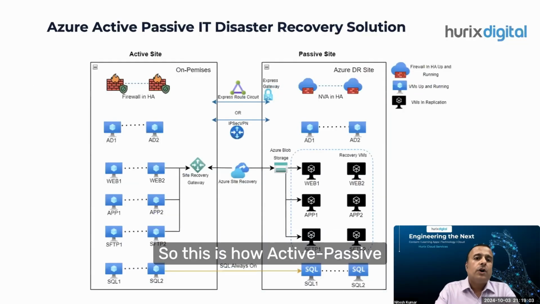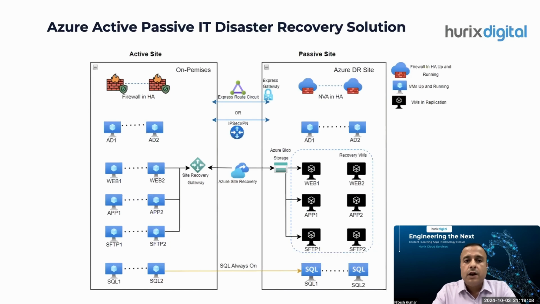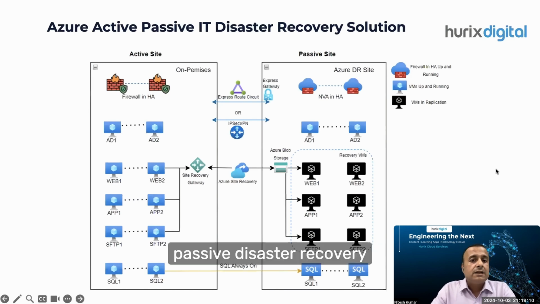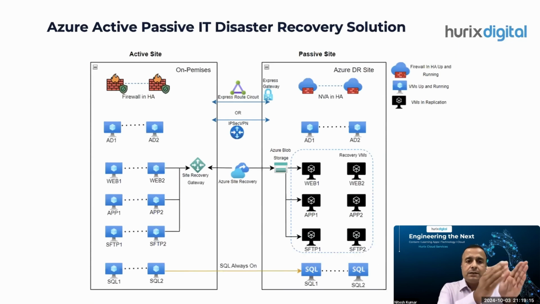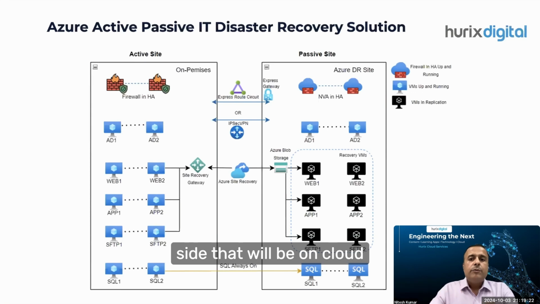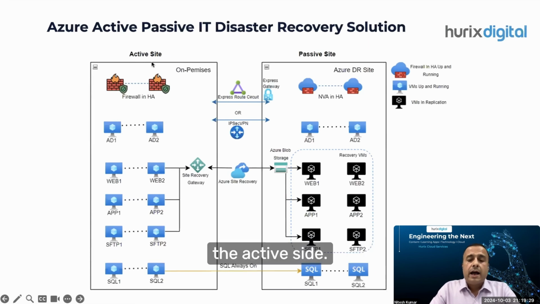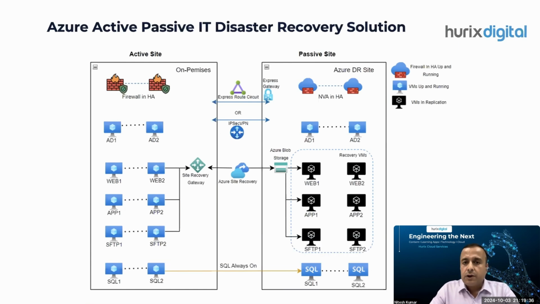So this is how an active passive IT disaster recovery solution will look on Azure. As I said, in the active passive disaster recovery approach, there will be one site that will be primary, and that site will always be up and running. And there will be another site on cloud, and this site will be getting replicated in real time from the active site. Here, we will be exploiting the capabilities of Azure services.